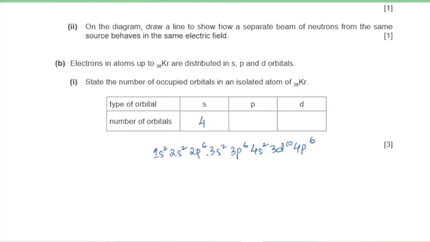There are 3 p subshells: there is 2p, there is 3p, and there is 4p. So we have 3 p subshells, and each p subshell has 3 orbitals. So in total we have 9 p orbitals. Now there is only one d subshell, that's 3d, and each d subshell has 5 orbitals, so in total we have 5 d orbitals in krypton 36.